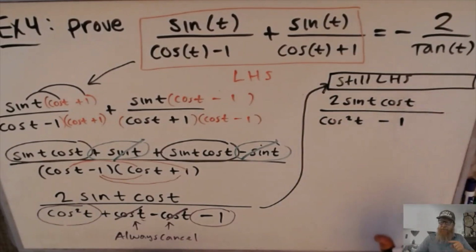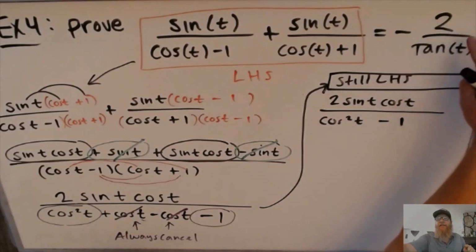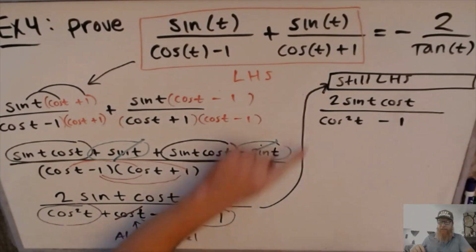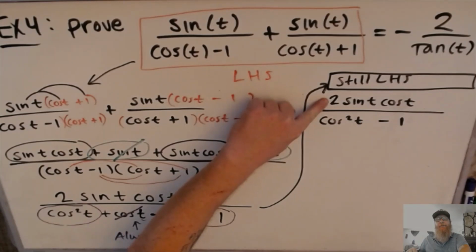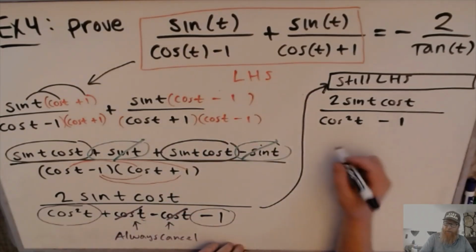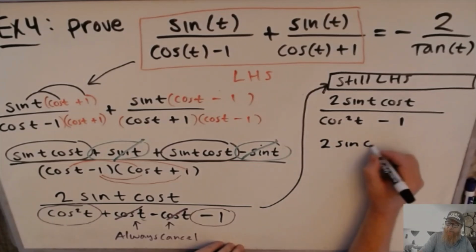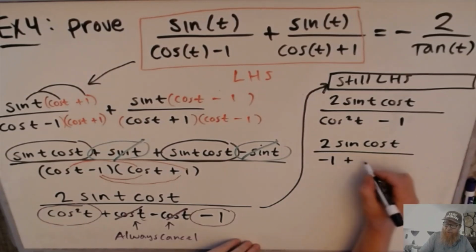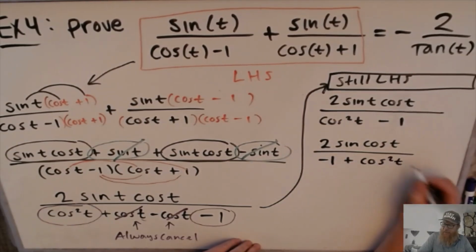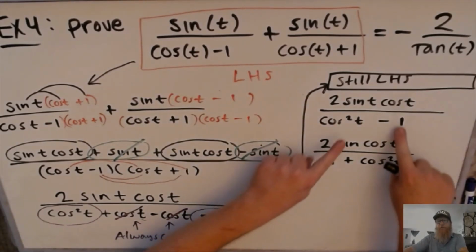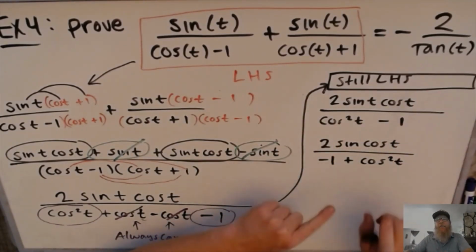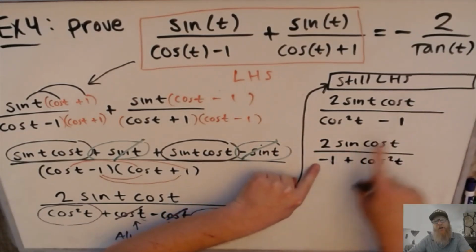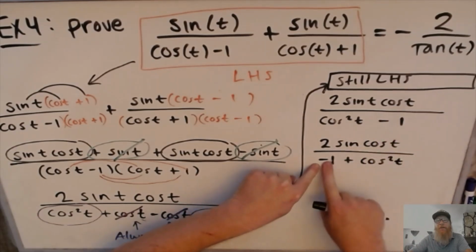Our goal is to get to this. This is our goal: negative 2 tangent t. Looks like we got the 2. So we're getting there. Now I want to rearrange the denominator. So this is negative 1 plus cosine squared t. Just rearranging the order. Very important that when you rearrange a difference, you keep the difference sign with the term that you moved. So that negative stays with the 1.